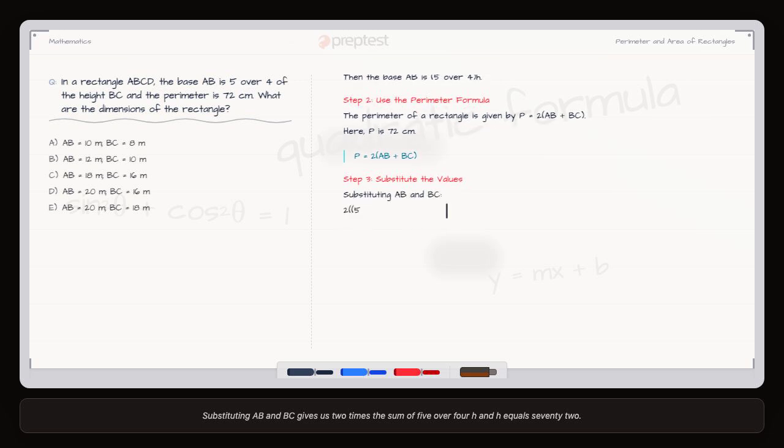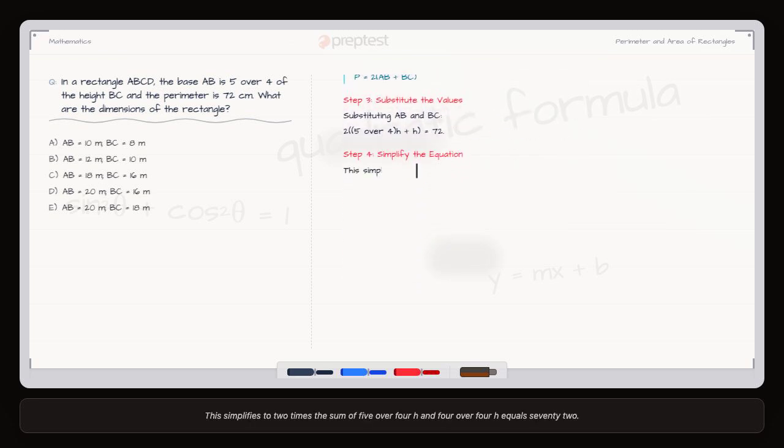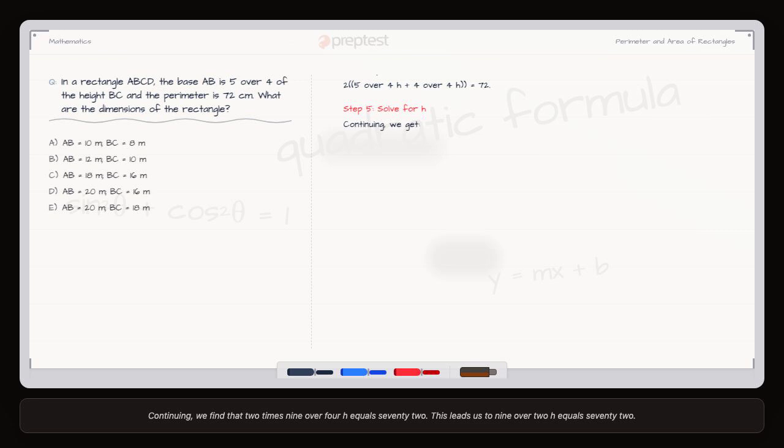Substituting AB and BC gives us 2 times the sum of 5 over 4h and h equals 72. This simplifies to 2 times the sum of 5 over 4h and 4 over 4h equals 72. Continuing, we find that 2 times 9 over 4h equals 72. This leads us to 9 over 2h equals 72.